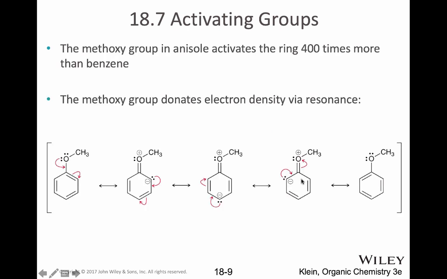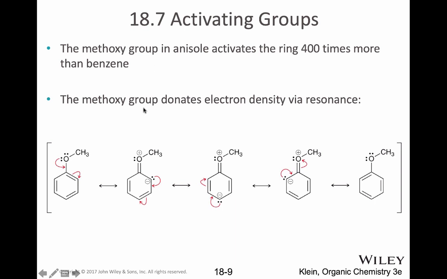Now let's look at another type of activating group. Let's look at what we call the methoxy group. The methoxy group is an oxygen bound to a methyl group. And what we find here is that the methoxy group is even more activating than the methyl group. That reaction is 400 times more reactive than benzene. It's way more reactive than toluene.